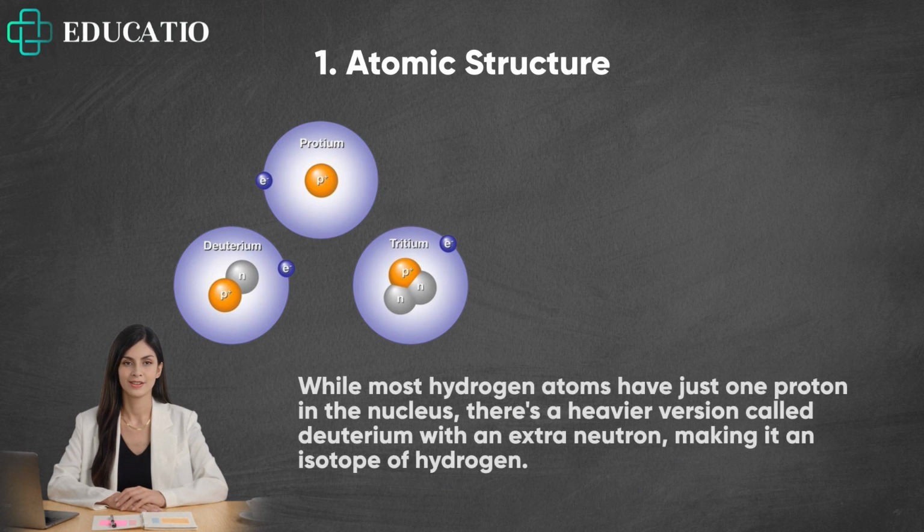While most hydrogen atoms have just one proton in the nucleus, there's a heavier version called deuterium with an extra neutron, making it an isotope of hydrogen.